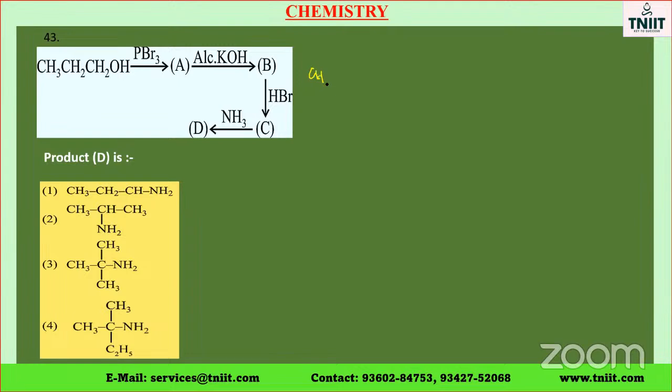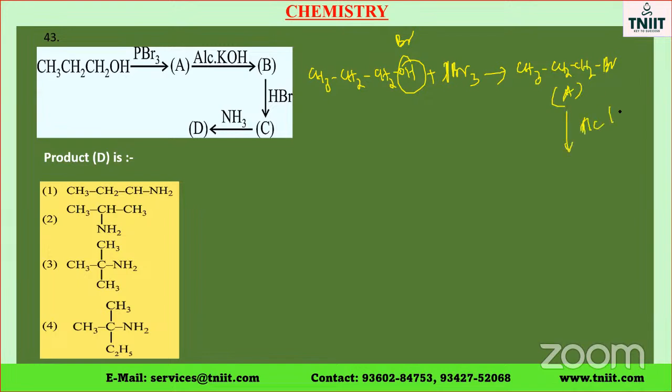It's a lengthy reaction. So this is propanol. This propanol when allowed to react with PBr3, phosphorus tribromide, this OH is replaced by Br. So the product we get is CH3, CH2, CH2, and Br. This is A. When this is allowed to react with alcoholic KOH, dehydrohalogenation takes place. So this Br and this hydrogen are removed. So we get CH3, CH, and you'll have a double bond formed here. So we get propene. This is B.